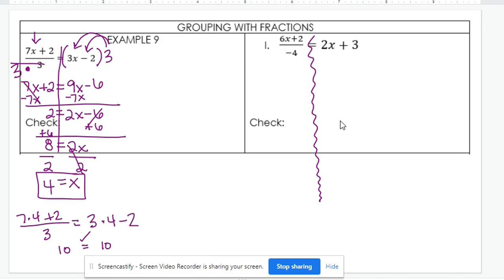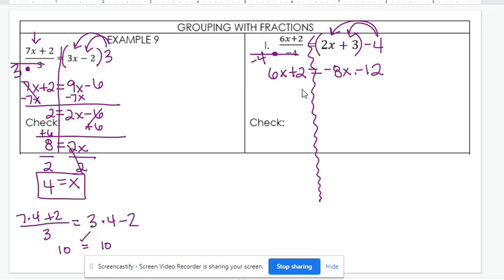All right, step 1, do we have any grouping symbols? And yes, we have a fraction on the left side. So we want to start by clearing the fraction by multiplying by the denominator, negative 4. So times negative 4. And on the right side, you have to multiply everything by negative 4. So we put it inside of the parentheses. So times negative 4 and divide by negative 4 cancel, and I'm left with 6x plus 2 on the left, just the numerator. On the right, I have to do negative 4 times 2x, which is negative 8x. And then negative 4 times positive 3, which is negative 12.